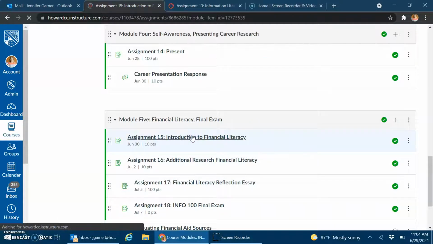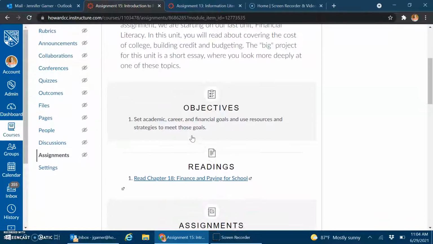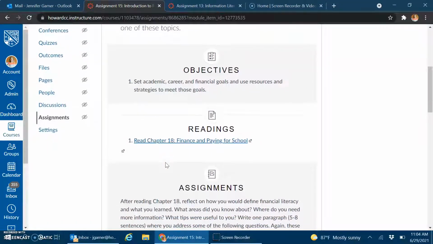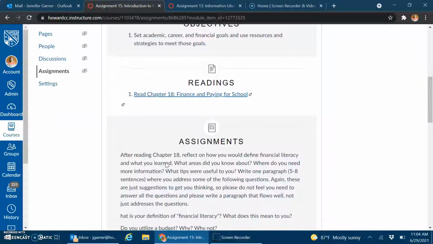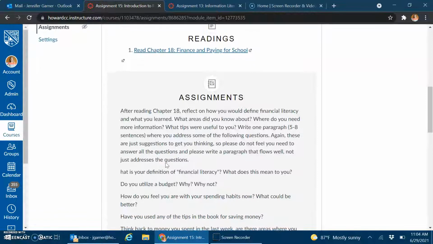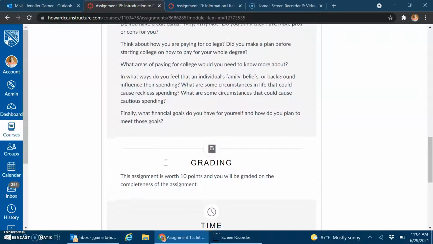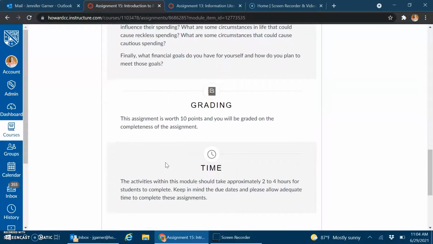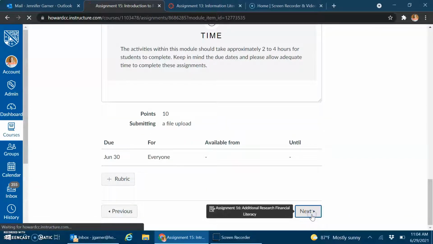And so you'll see the assignment that's due on Wednesday is an introduction to this unit, and it's really important for this unit that you do read chapter 18 on finance and paying for school, because it really gives you the basis and the information you need for this unit and to do all the assignments. This first assignment is just a short reflection on what you know about financial issues and maybe what you learned during this reading. So that's hopefully a quick assignment.